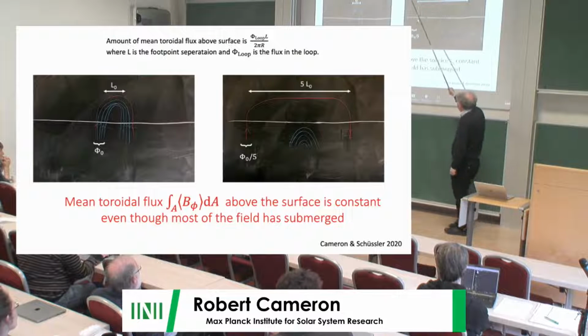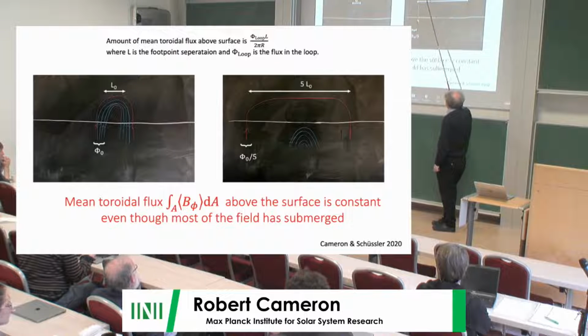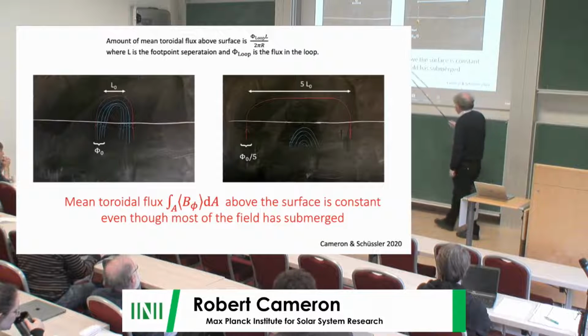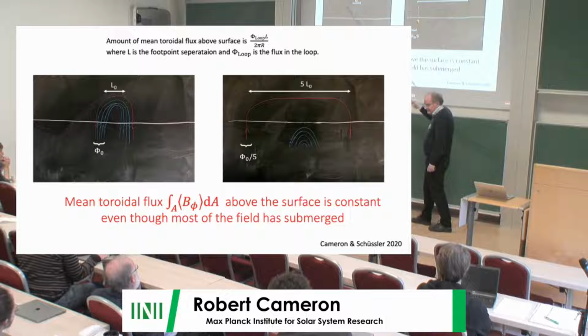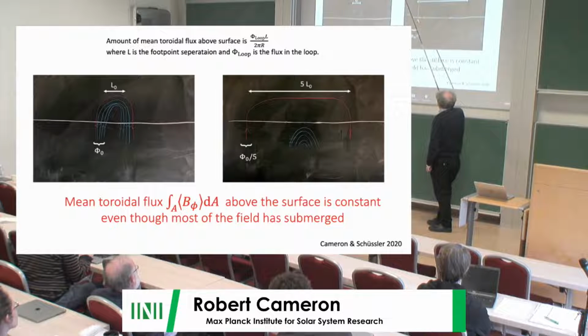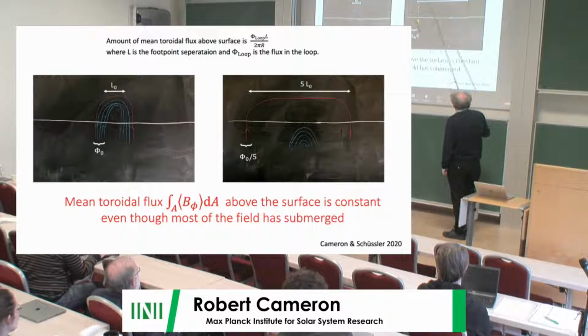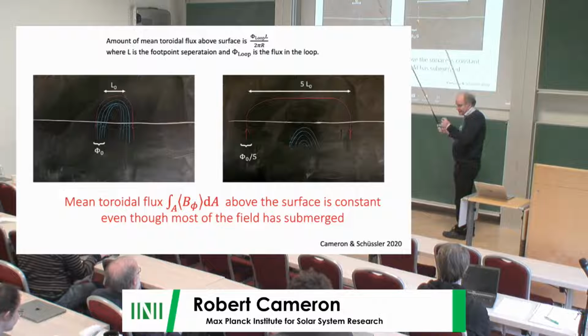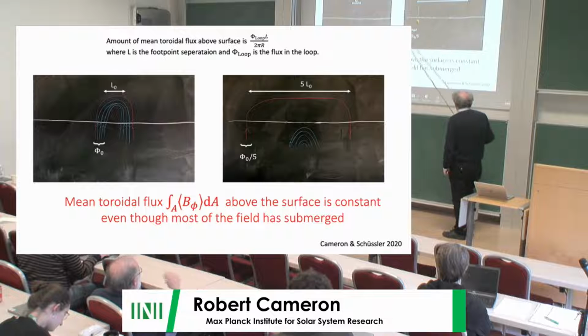So remember, what we're interested in is not the flux of this emergence. It's how much of the subsurface toroidal flux we've lost. And this is given by this formula. So it's the flux in the loop above the surface. Here the flux is decreased by a factor of 5 compared to initially, but the length, the separation, has increased by a factor of 5. And therefore the mean, which is the product of the flux times the length divided by the circumference of your star at the latitude, is constant.